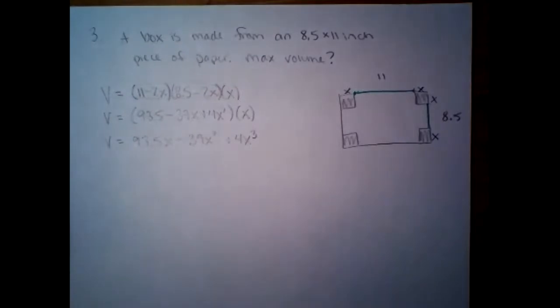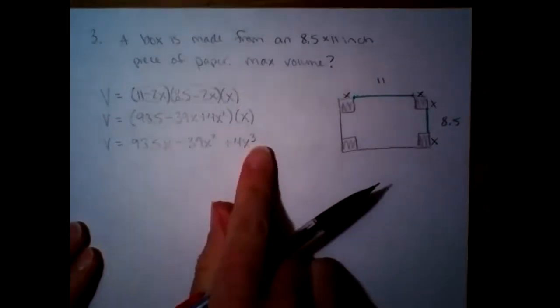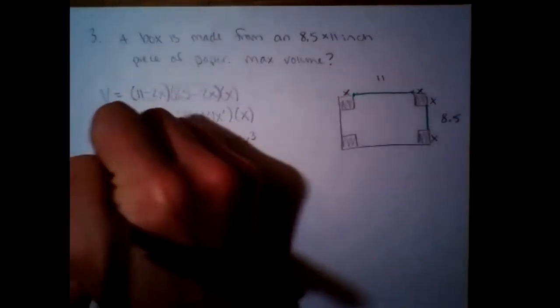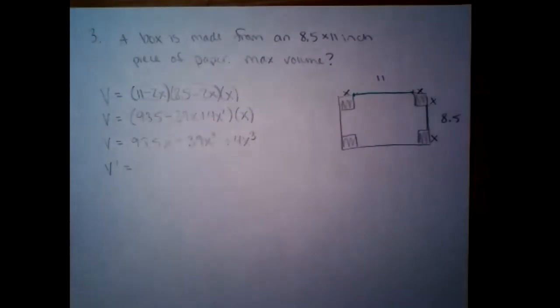And like I said, the most common mistake with these questions is people will forget to take a derivative. They'll just go and set this equal to 0. Just please remember to actually do the derivative. That's what gives you the critical points.